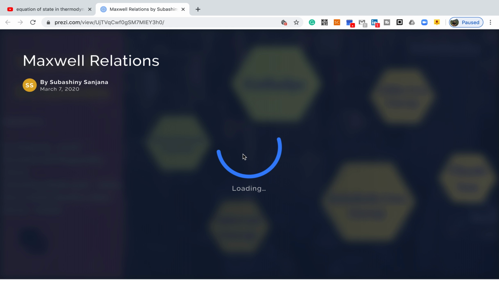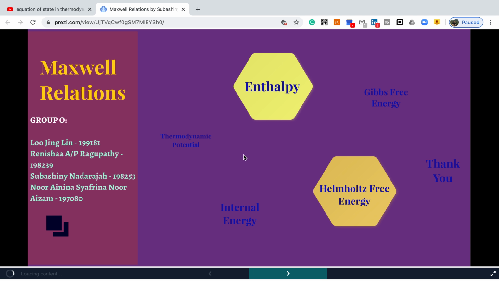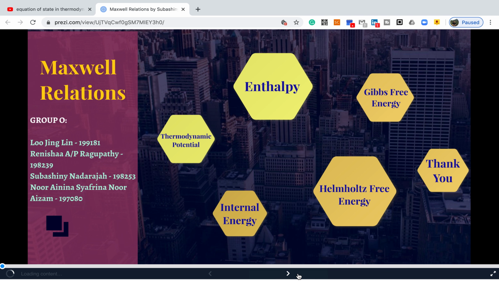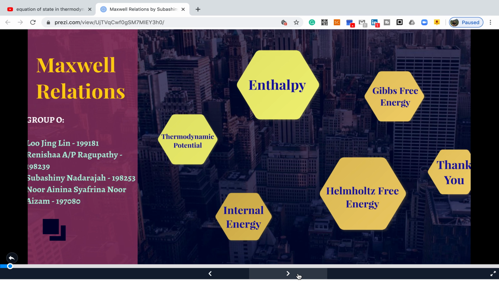So this is how she derived the Maxwell relations. I'm quite impressed because they are using Prezi, which is the only group that used Prezi. I would like to compliment this group because they are interactive and they are one step ahead of the rest of the class.